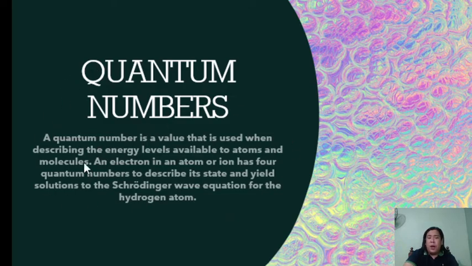So, we have four sets of quantum numbers. Each electron in a given element, for example in the lithium atom, we have 3 electrons. Each electron in lithium has 4 sets of quantum numbers. So that is 4 times 3. That is how many sets of quantum numbers it has. So let us discuss what those 4 quantum numbers are.